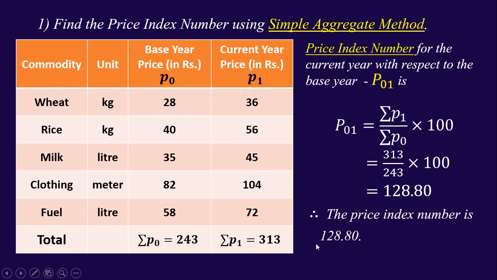The price index number is 128.80. Now the meaning of this is: if the price of a commodity in the base year is 100, then the price of the same commodity in the current year is 128.80. That is, there is approximately 29% increase in the price level, since it is the price index number.